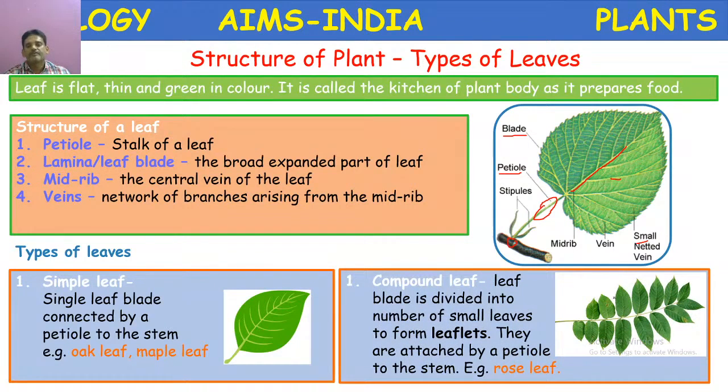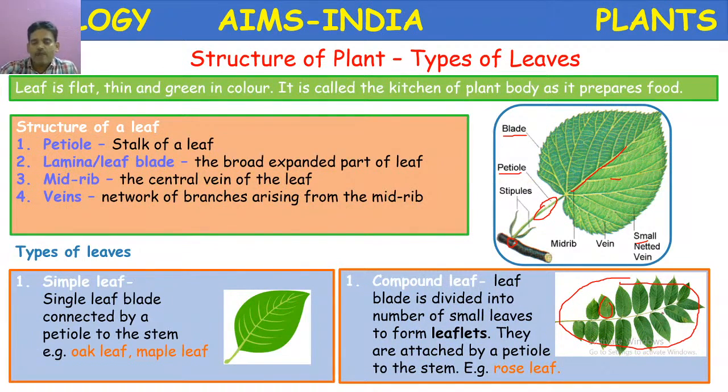So here, compound leaf. Compound leaf means several leaflets are present. Generally, you can take the curry leaf plant, which we use daily. Here, each one is not called a leaf. This entire one is called a leaf. The leaf blade is divided into a number of small leaves, individually attached. They are called leaflets. These leaflets are attached to the petiole, to the stem. So this kind of leaf is called a compound leaf.